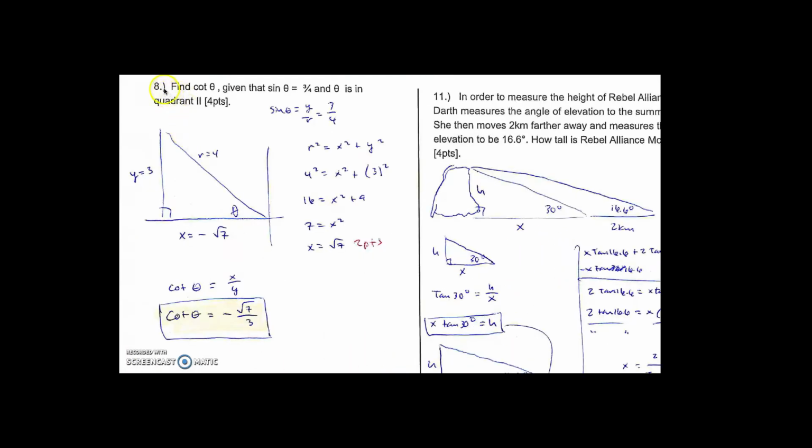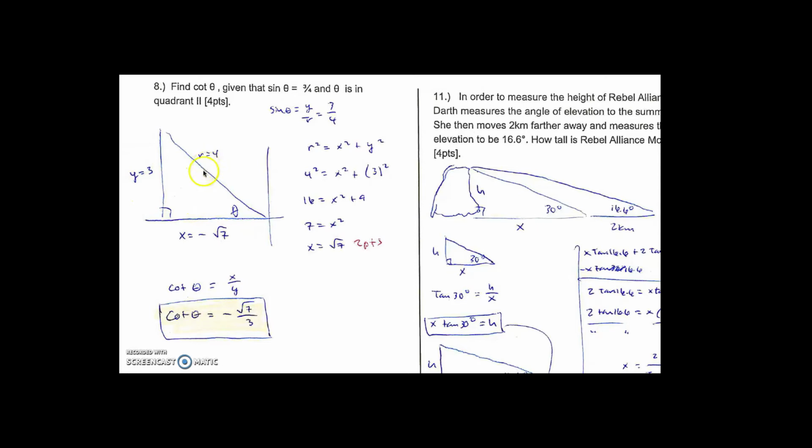Alright, question number 8 on the back side. Find cotangent of theta, given that sine of theta is 3/4 and theta is in quadrant 2. Okay, so you got to be in quadrant 2. Sine of theta is 3/4. So sine written in terms of x, y, and r is y over r. Therefore, y is equal to 3, r is equal to 4. So if you labeled your triangle, r is 4, your radius. Y value is a positive 3, and then I need to figure out the x value.